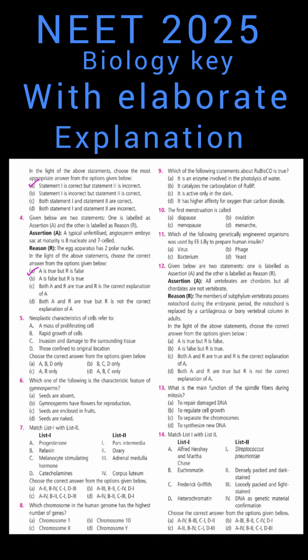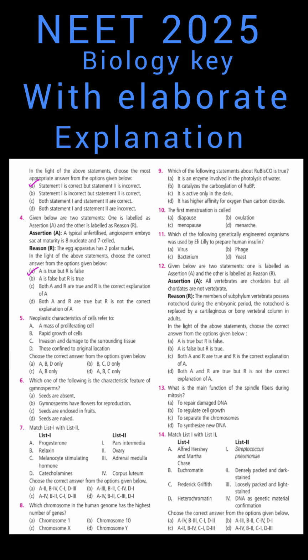The 3 cells at the chalazal end are called the antipodals. The large central cell has the 2 polar nuclei. Thus a typical unfertilized angiosperm embryo sac at maturity will have the 8 nucleate and 7-celled condition.